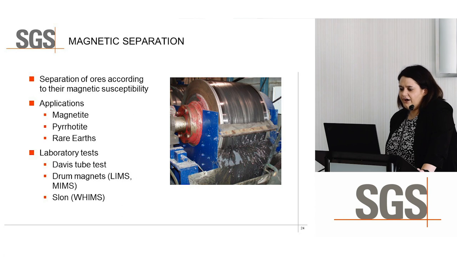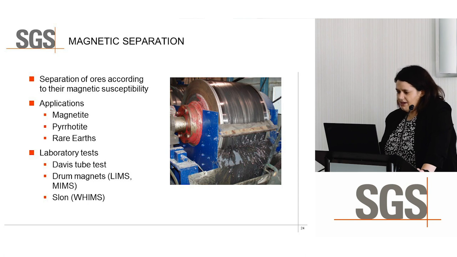We tend to use it for rare earths as well, to separate out certain different minerals. The different tests that you can do are the Davis tube test. You can also do drum magnets, LIMS, or WIMS as well. So there's different magnetic separation.